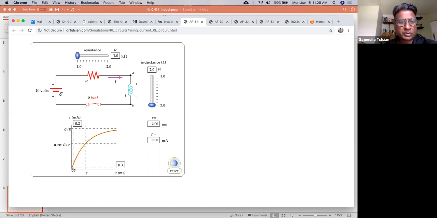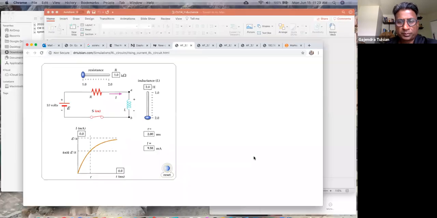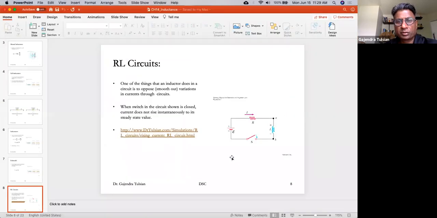Now in the next few slides, we want to derive the expression for the current. How does this current vary as a function of time? That's what we're interested in. One of the things an inductor does in a circuit is oppose variations in current. When the switch is closed, current does not rise instantaneously to its steady state value. You saw that.